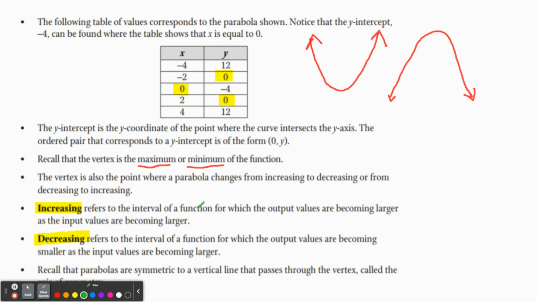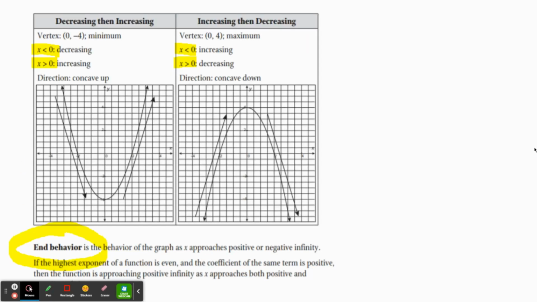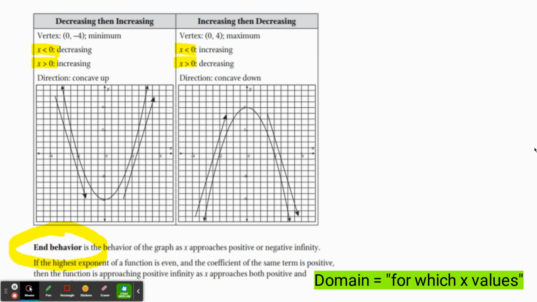A question might ask you, where is the function increasing? So as you go from left to right, you can see whether or not the function is increasing or decreasing. In a parabola, there's always the point of turnaround, which is called the vertex. When we are asked whether or not the function is increasing or decreasing, we are going to specify the domain where the function is increasing or decreasing.